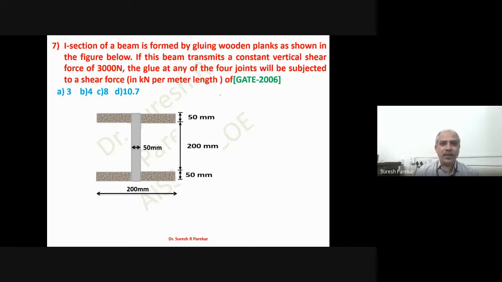Now, an I section of a beam is formed by gluing wooden planks as shown in the figure. This beam transmits a constant vertical shear force of 3000 Newton. The glue at any of the 4 joints will be subjected to a shear force of what? At any joint means we are going to consider this 1, 2, 3, 4. And we are interested in the value in kilonewton per meter length.